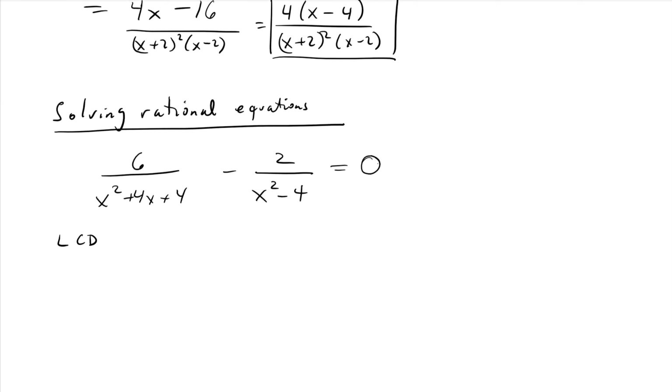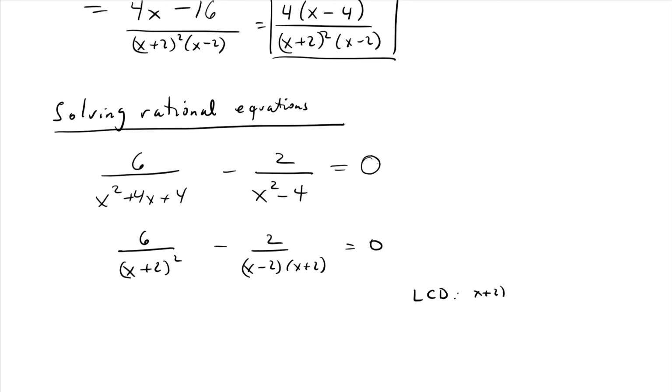So we figure out the LCD. We did that before. Well, maybe just to remind you, you're going to need to factor first to figure out your LCD. So x minus 2, x plus 2. So the LCD here is x plus 2 squared, x minus 2. Now, the technique that clears the fractions is that we're going to multiply on both sides by the LCD.